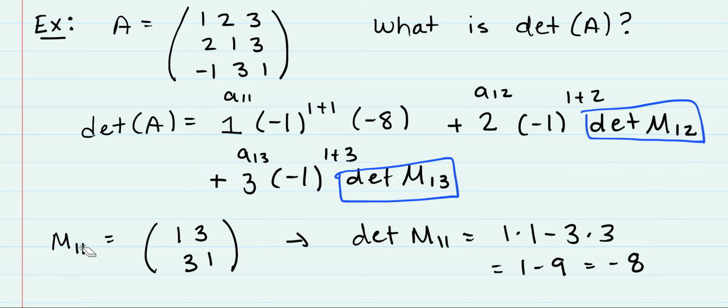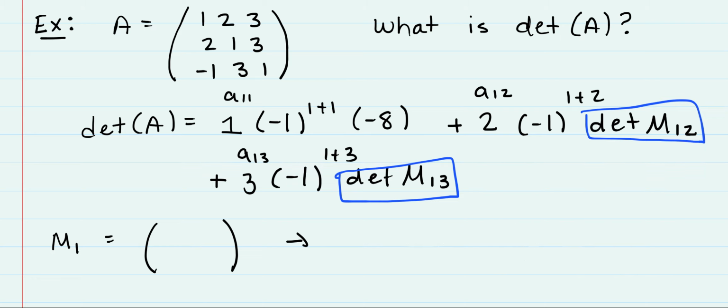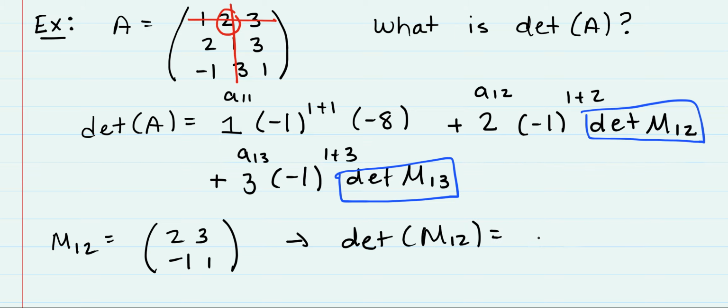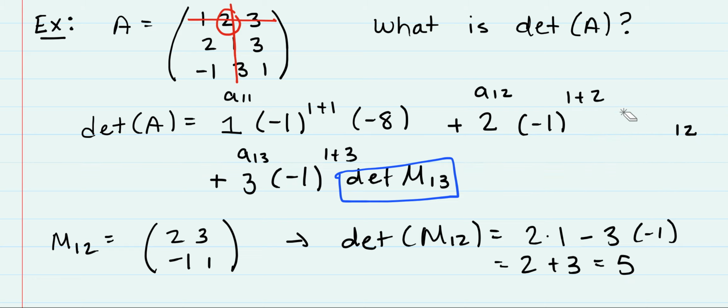Now let's figure out what M12 is. M12 corresponds to A12. We cross out this row and we cross out this column, and we get 2, 3, -1, 1. So the determinant of M12 is 2 times 1 minus 3 times -1, or 2 plus 3, which is 5. Let's erase this and put 5.